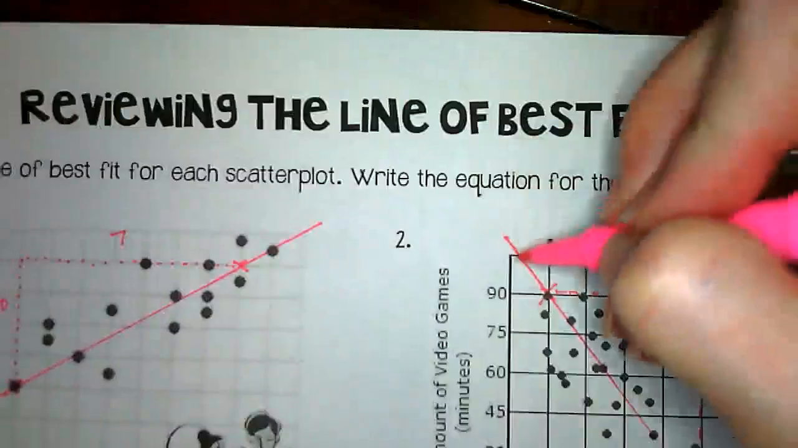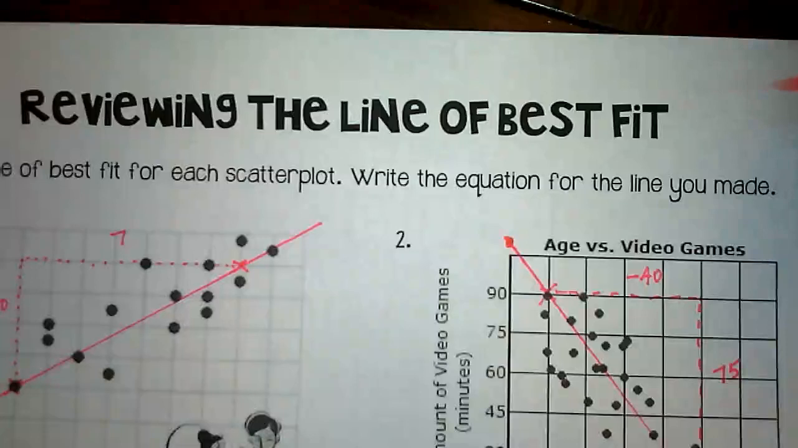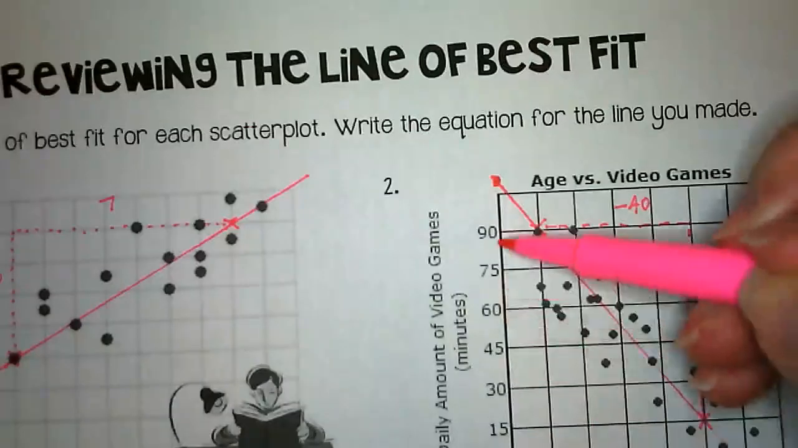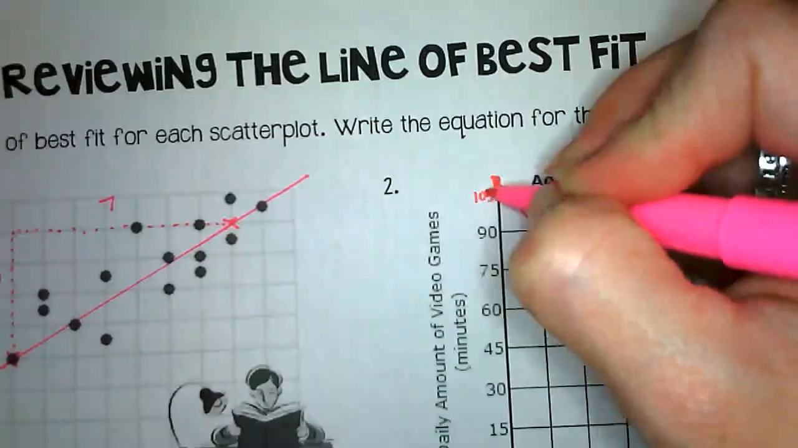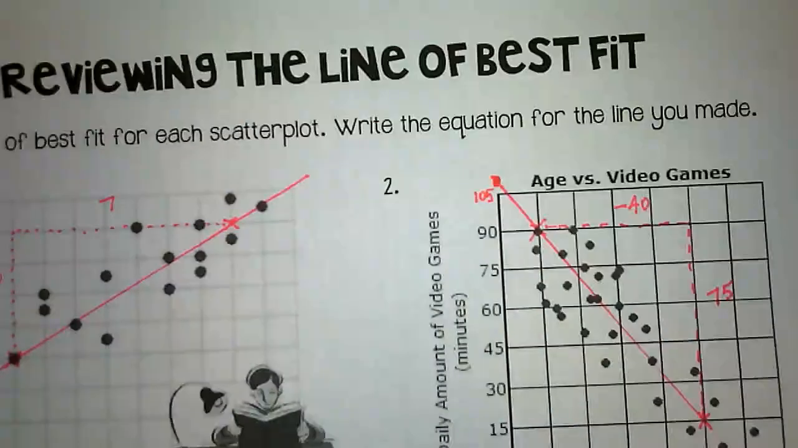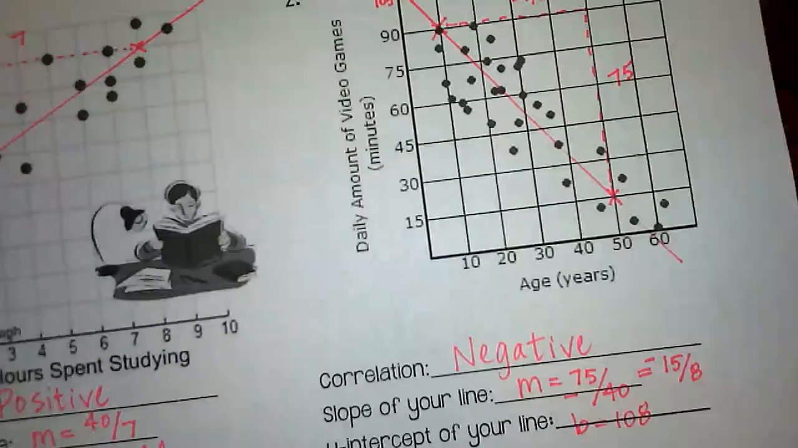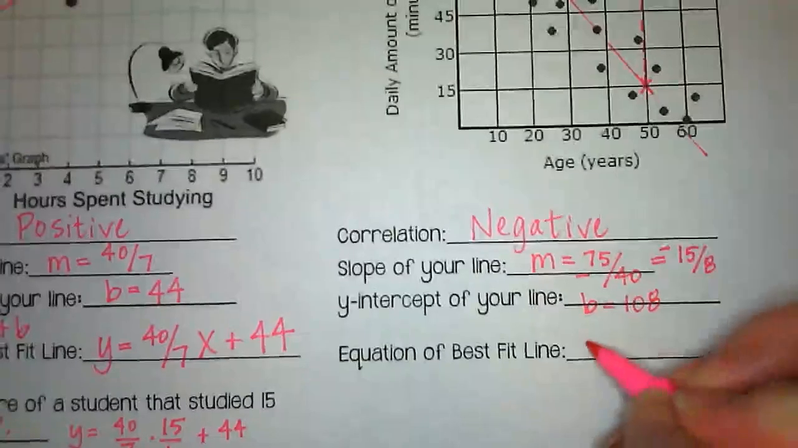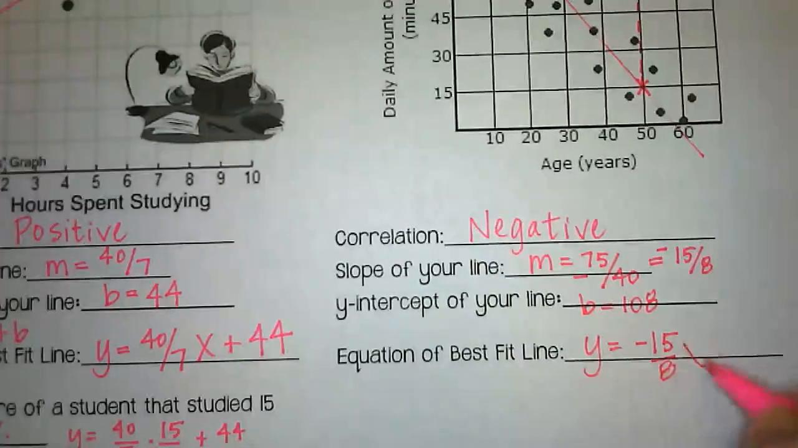All right, so now we need to figure out the y-intercept. Well, here's the deal. It's off the graph. I'd say it's right about there. And if we look, we're going up by 15, which means this right here would be 105. So I might call this 108. So I'm going to say that the y-intercept is 108. So now the equation of the line is y equals negative 15/8 x plus 108.